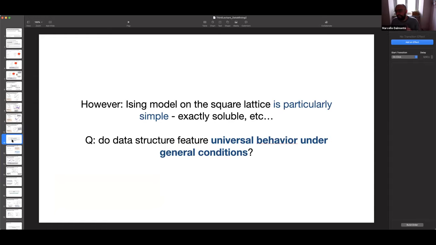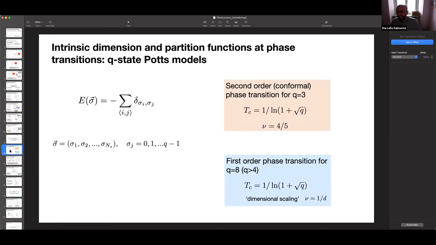Now, there is a very easy critique to everything I told you, which is that the Ising model is a very simple model, okay? It's exactly solvable, and so on and so forth. So the question is, do these data structure features actually signal universality? And in order to answer this question, we did the following.